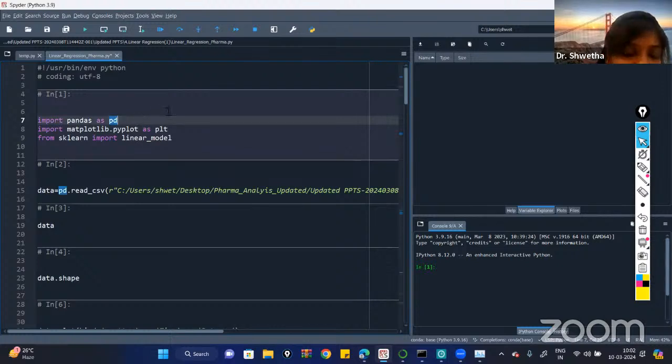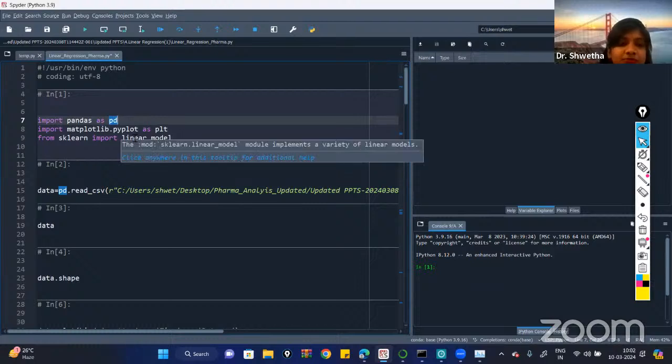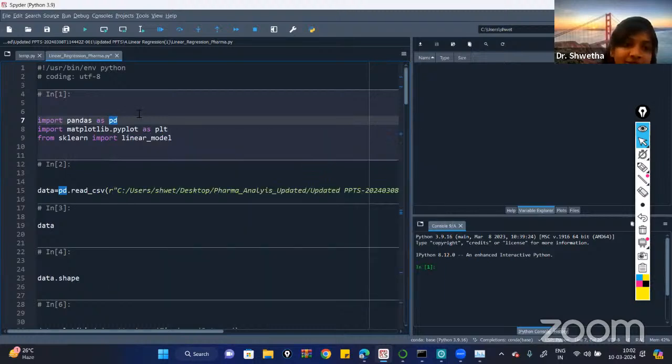So firstly, we import the necessary libraries we need. Python provides access to the libraries, and we can directly use those libraries and the functions inside them so that our problem is solved.